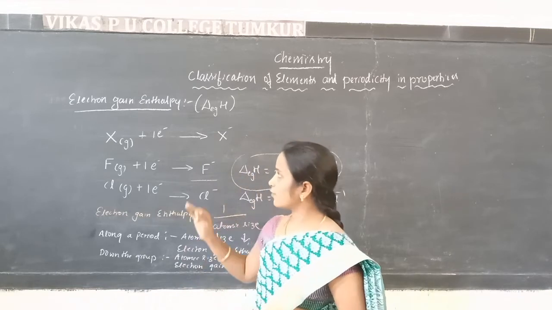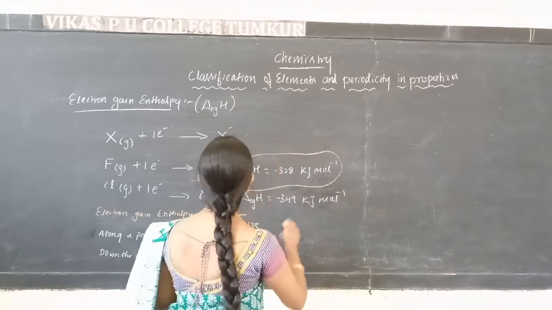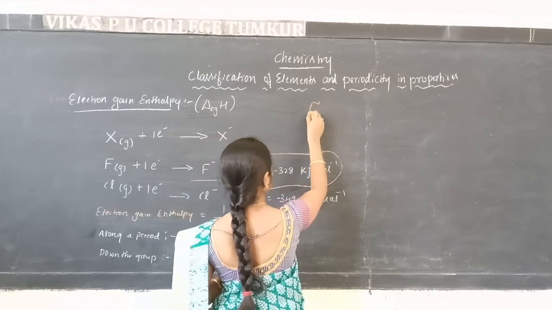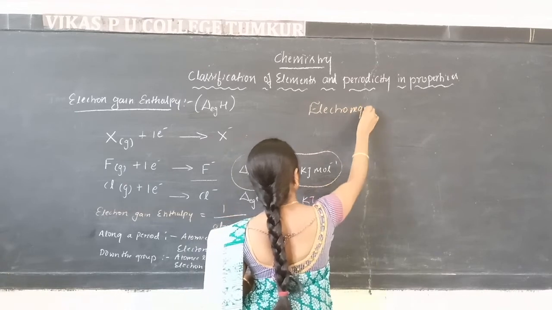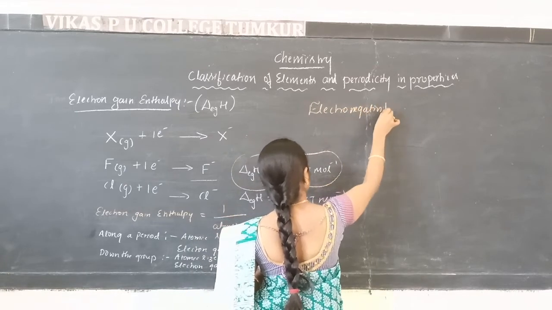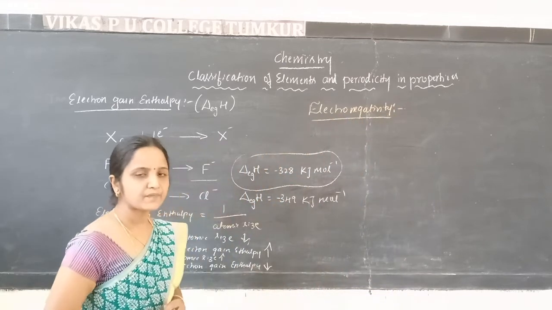This is about the electron gain enthalpy. Next we will discuss electronegativity. This is the last topic in this chapter.